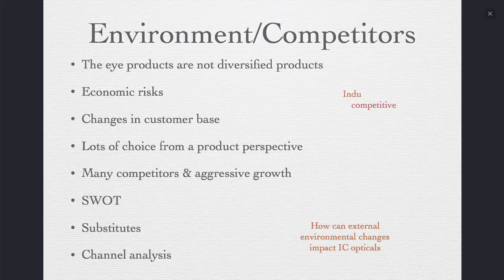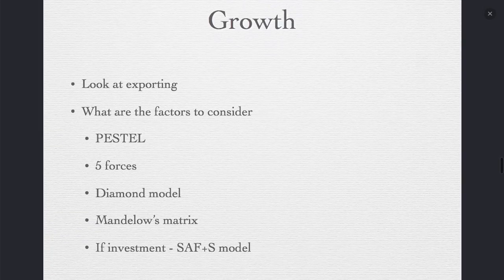What about our environment and competitors, right? It's very competitive. How can external environmental changes impact IC Opticals, right? We can do this environmental competitor analysis as well. We can look at what are the substitutes that we've got, do a SWOT analysis, right? Basically scanning the environment, and looking at what are the risks that can be there and how can we mitigate them. When we are looking at growth, we also need to consider the PESTEL factors, five forces, Porter's diamond model, Mendelow's matrix. If investment, then we need to look at the SAFE model as well.